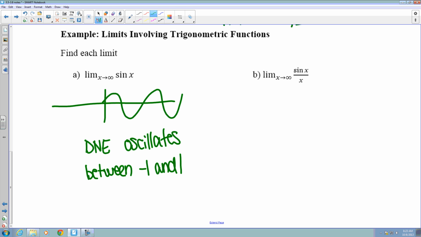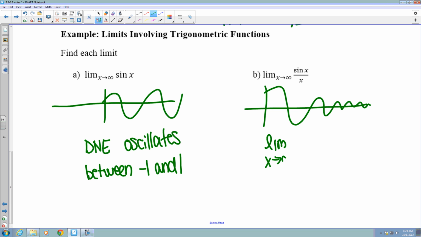And then sine of x over x, roughly drawn. This limit is 0. And you could tell that from the graph when you look at the infinite behavior, the end behavior.